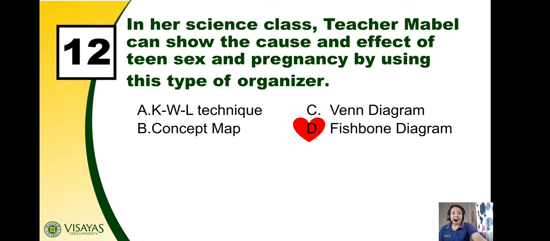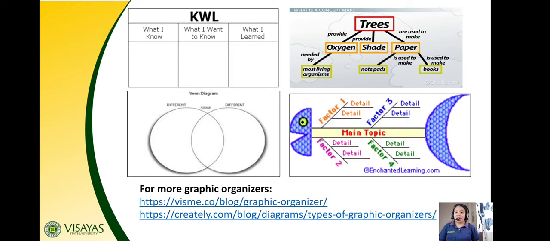So, anong organizer to? We have A. KWL technique, B. concept map, C. Venn diagram, or letter D. fishbone diagram. And the answer for this class is nandyan na kasi hindi ko na natago yung sagot. That is the fishbone diagram. So, anong itsura ng mga to? So, the first one, itong nakikita nyo sa pinakataas and pinaka-left side. Yeah, pag nakarap kayo, that's the left side.